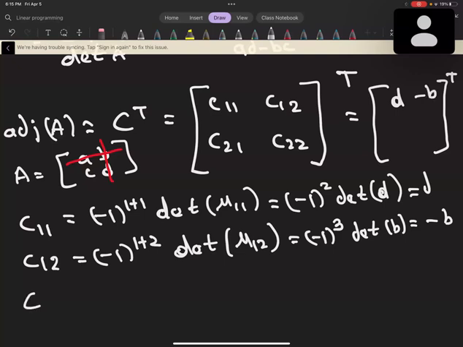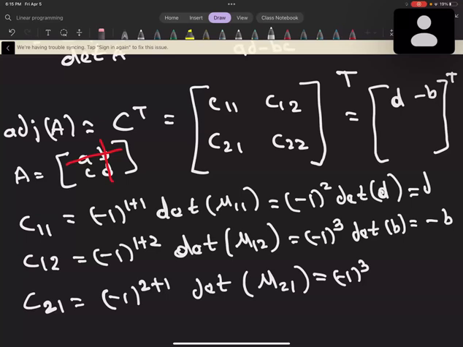So C13, no, C21. C21 is minus 1 to the 2 plus 1. This is the determinant of M21. And this is minus 1 cubed. And then the determinant of 2 1. So is it determinant? Oh no, sorry, I did it wrong. Determinant of 2 1. So I just got 1 and 2. Oh, I did the other one wrong. Sorry. Let's see.